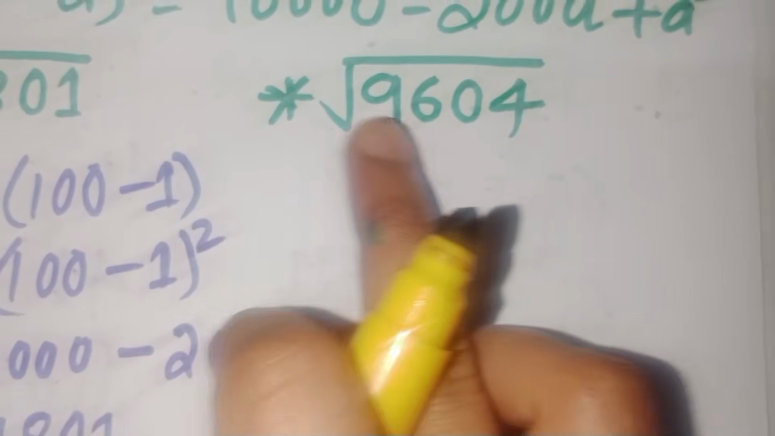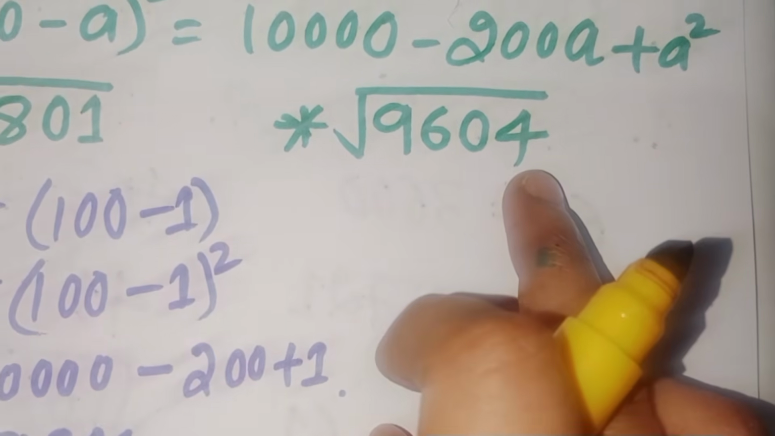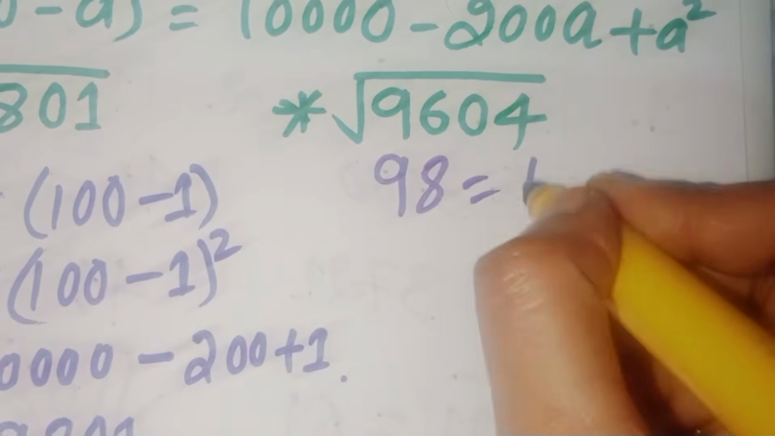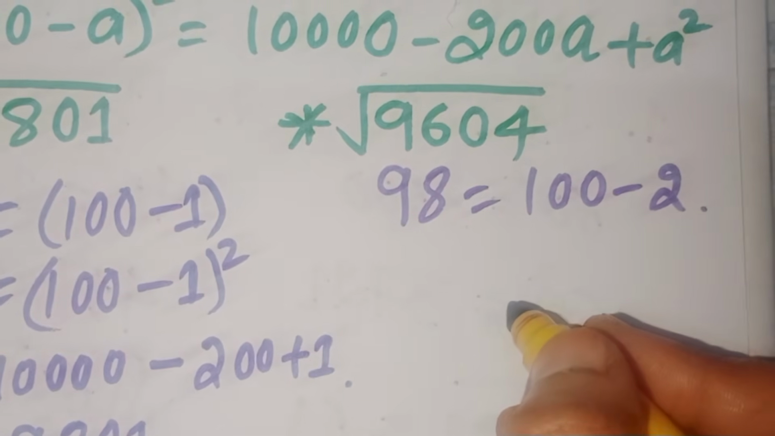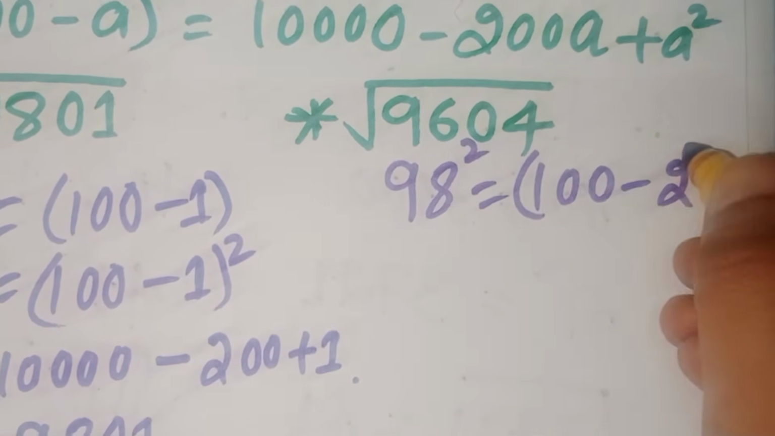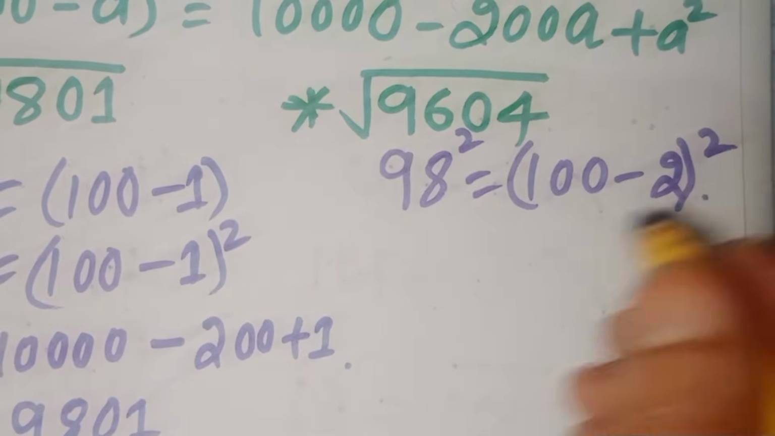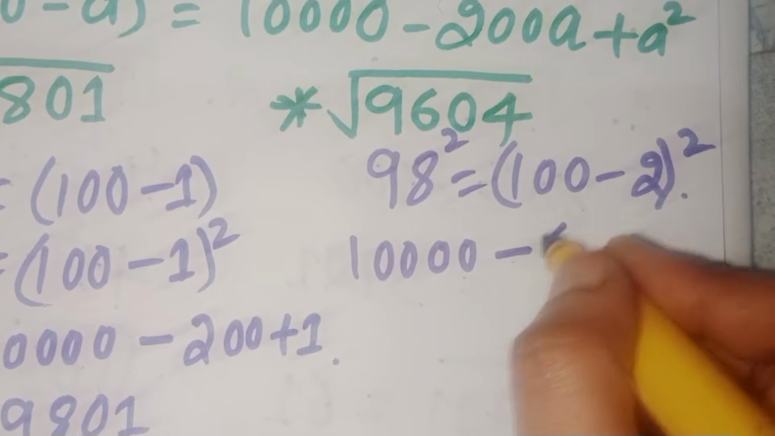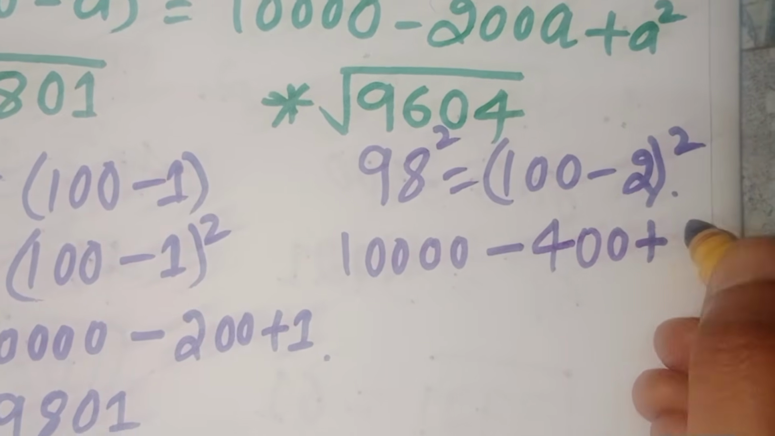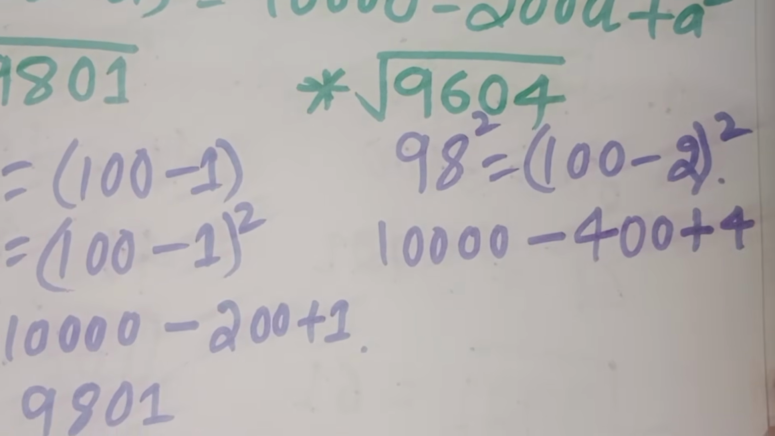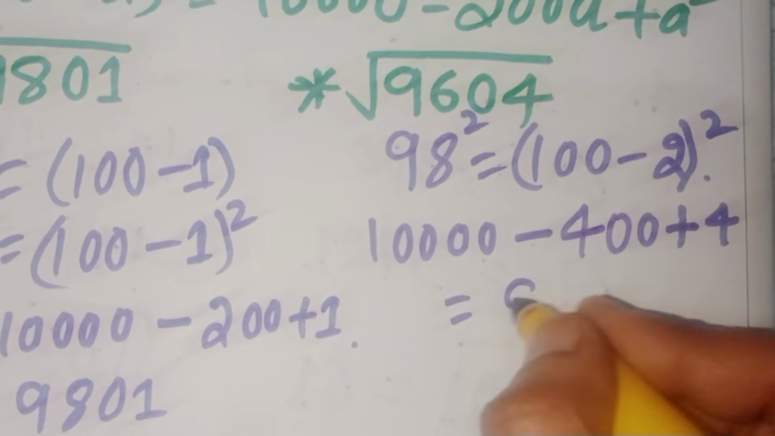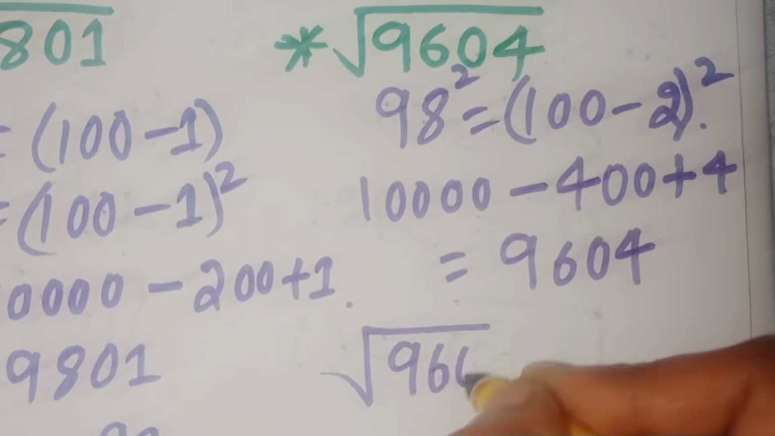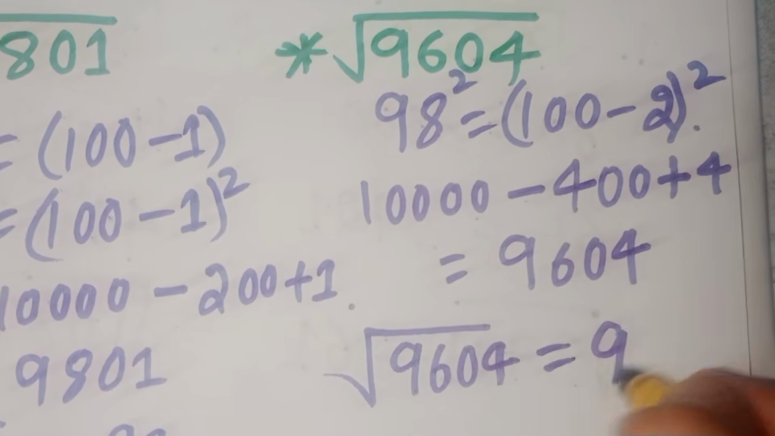Example 2. Square root of 9604. 98 is equal to 100 minus 2. 98 square is 100 minus 2 whole square, which means 10,000 minus 2 into 2 into 100, that is 400, plus 4. We get 9604. Square root of 9604 is equal to 98.